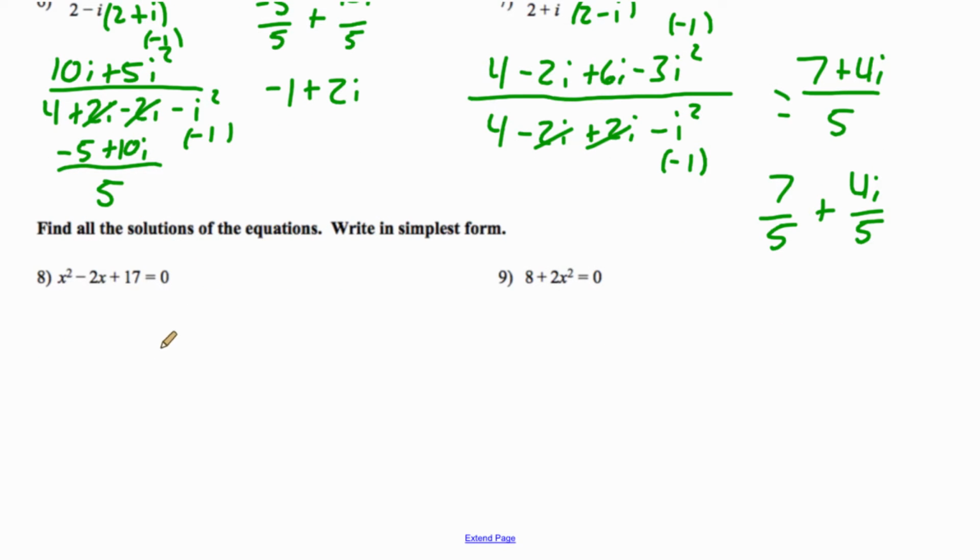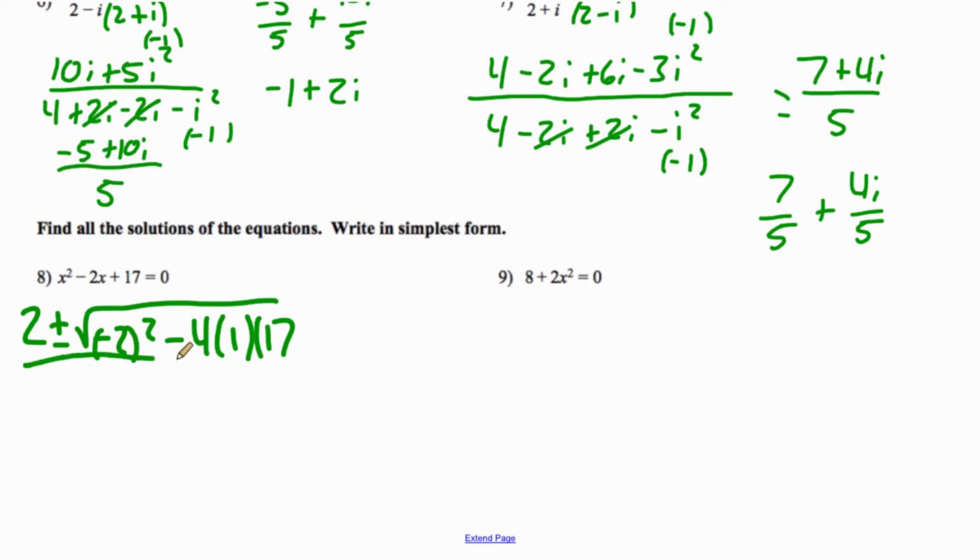If we take a look at number 8, we're asked to find the solutions of the equations. This one's a quadratic, so we can look at it and maybe try to factor, but I don't think factoring is going to work, so maybe we decide to do the quadratic formula. So I'm going to go with negative b plus or minus the square root of b squared minus 4 times a times c all over 2a.